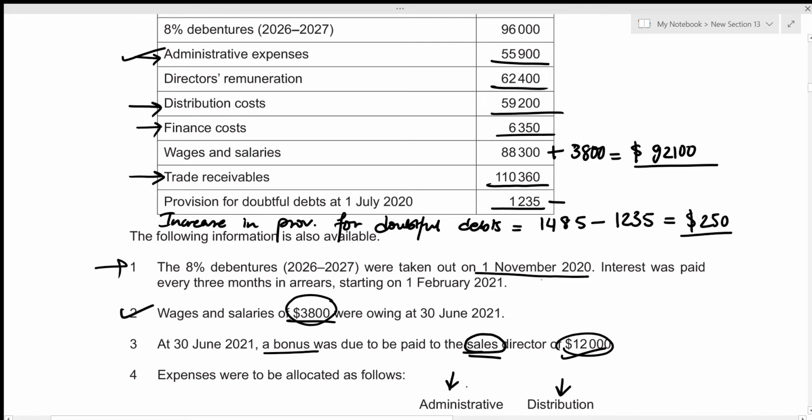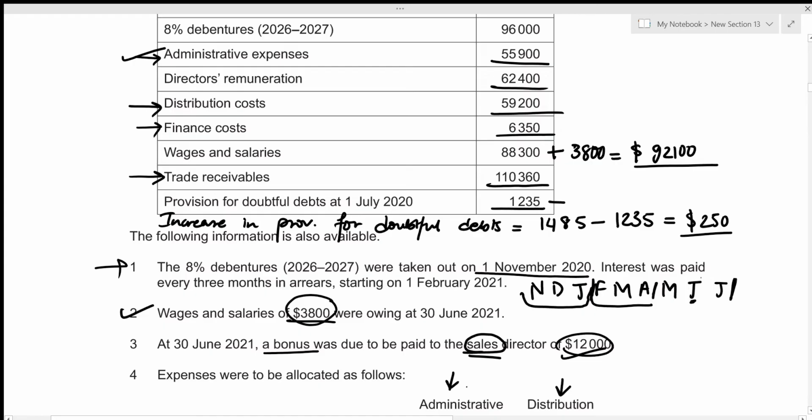So let's just write down the months. So that's November, December, January, February, March, April, May, June, since our year is ending at 30 June 2021. So the debenture was used for these 8 months. And then interest was paid every 3 months in arrears. Arrears means that at the end of every 3 months, the interests were paid. So if we're talking about starting from November, so the 3 months is November, December, January. So the interest is paid right here. Then for February, March, April, the interest is paid right here. But for these months of May, June, the interest will be paid after July.